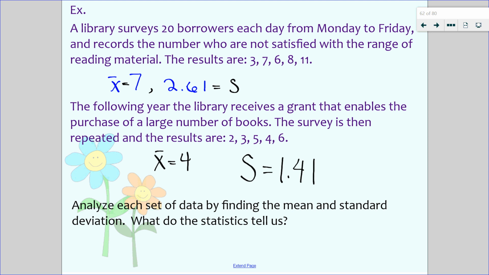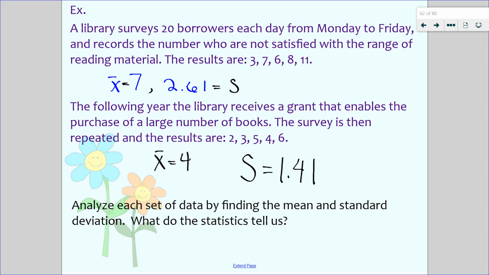So what do the statistics tell us about how pleased people are with the reading material? Are they more pleased? Yeah, because we have less people complaining. And this means the data was less spread out because the deviation was less. The lower the deviation, the more concentrated the data. Here, the more spread out the data is.